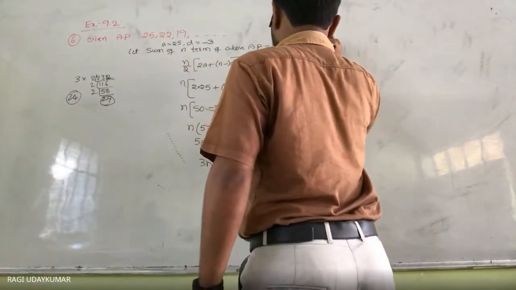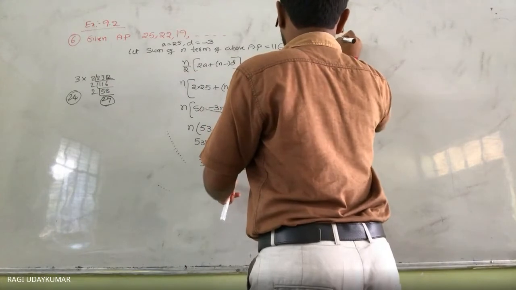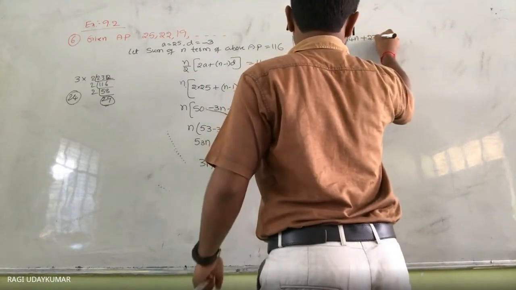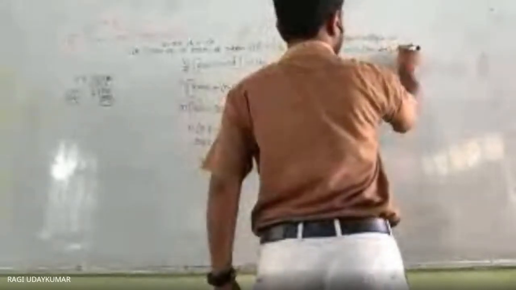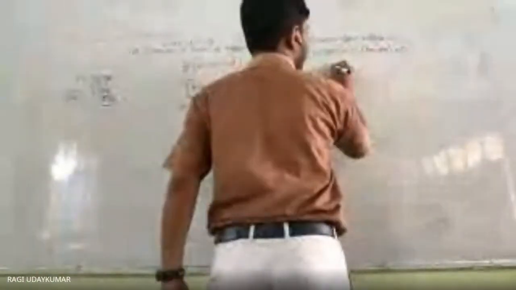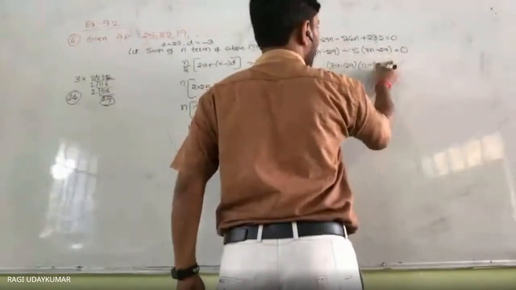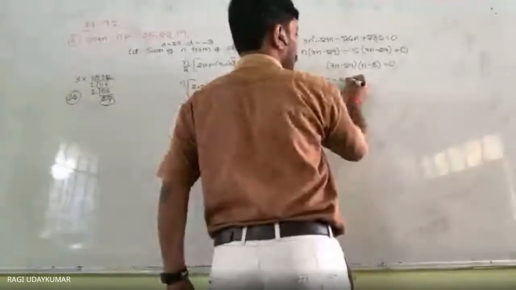So you can factorize this one: 3n square minus 29n minus 24n plus 232 is equal to 0. Now n will be taken common: n into 3n minus 29. From these two, 24 can be common, but only 8 will come, so 8 should be taken common: 3n minus 29, because 8 taken common from 232 leaves 29. On simplification, you are going to get 3n is equal to 29 or n is equal to 8.